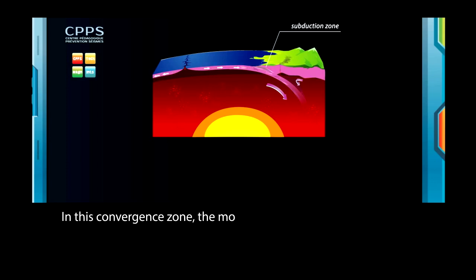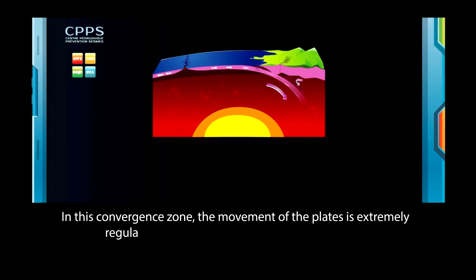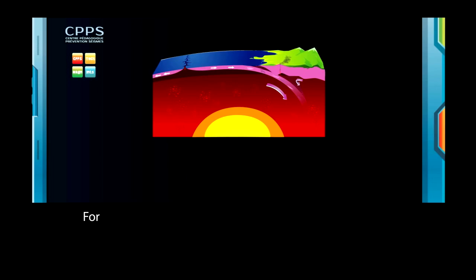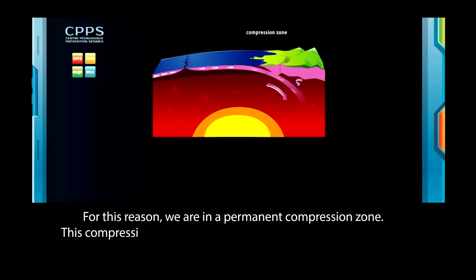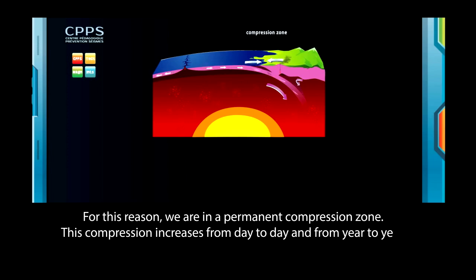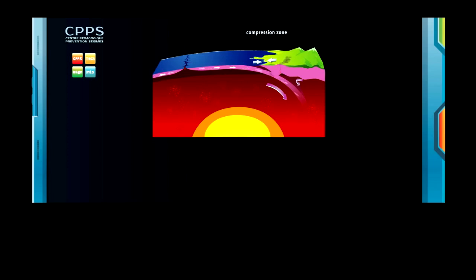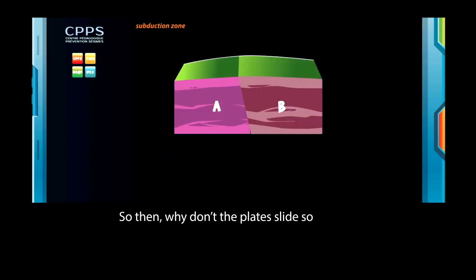In this convergence zone, the movement of the plates is extremely regular, of the order of a few centimeters per year. For this reason, we are in a permanent compression zone. This compression increases from day to day and from year to year. So then, why don't the plates slide so easily?